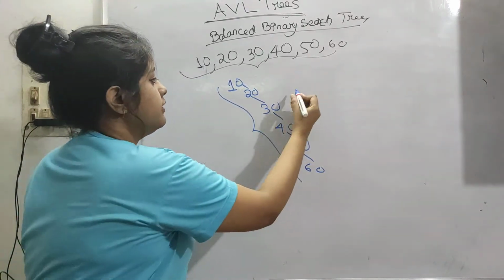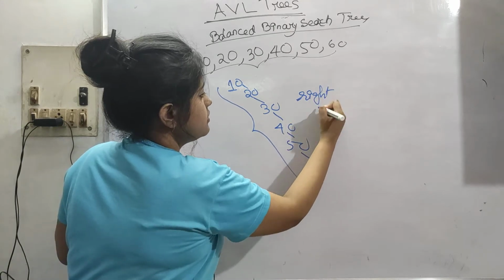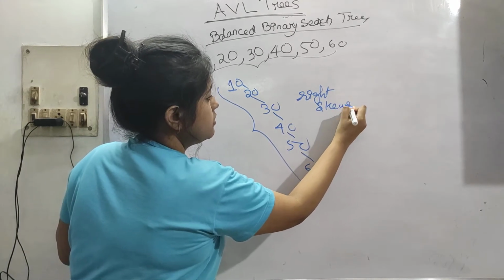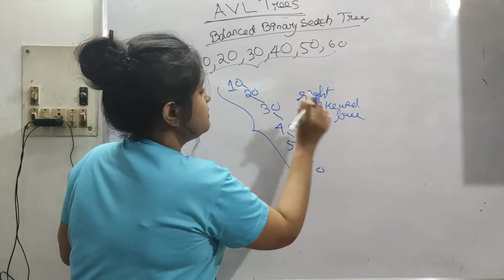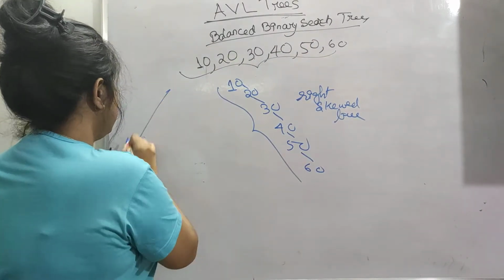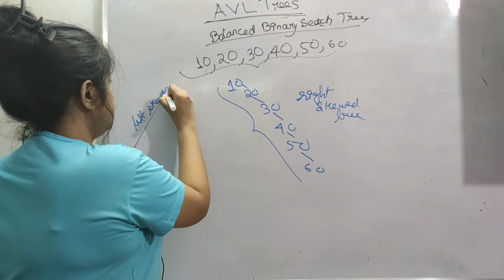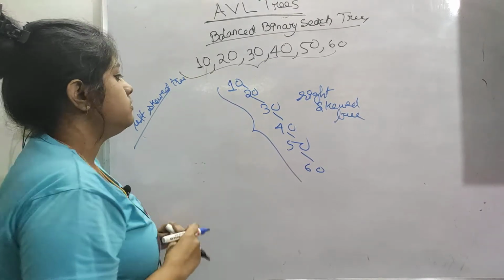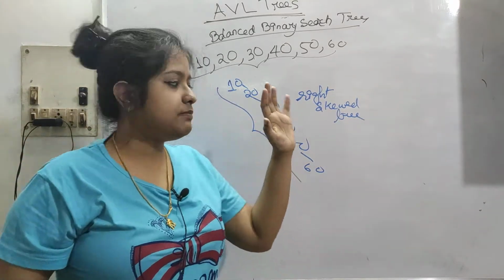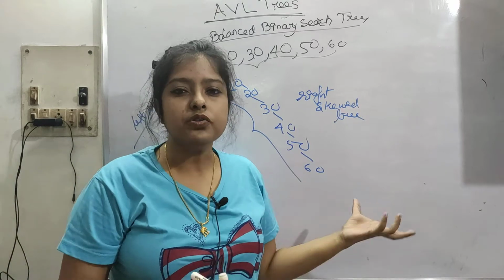So this will be one way. This is called a right skewed tree. Similarly, if it is the opposite, it would be called a left skewed tree. This is a disadvantage, because it makes the tree longer and it will be time consuming.